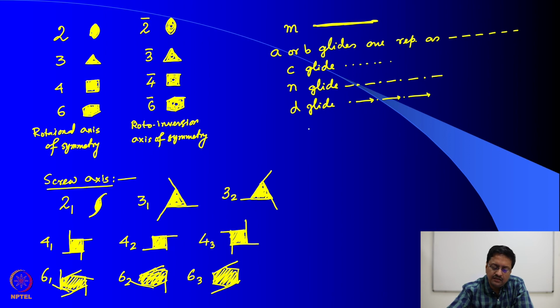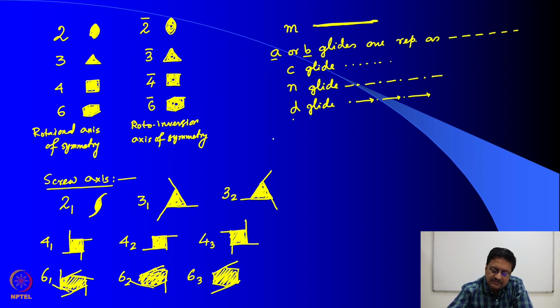So, these different glides are based on the direction in which the motion is associated. In case of A glide the motion is along A, in case of B glide the motion is along B, in case of C glide the motion is along C. For N glide the motion can be along any two directions like A and B, or B and C, or A and C. In case of D glide, the motion is along all the three axes in 1/4 amount.